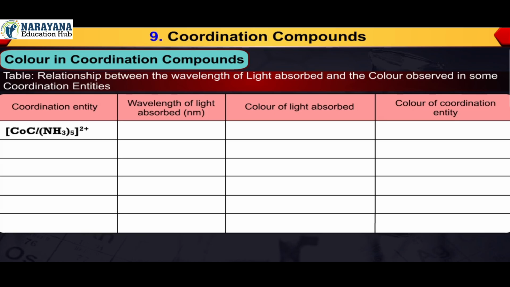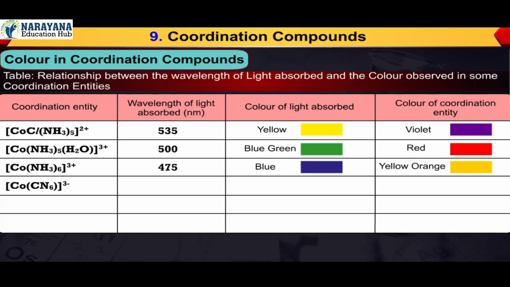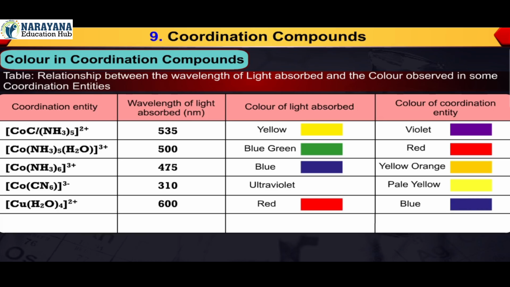[CoCl(NH3)5]2+, 535, yellow, violet. [Co(NH3)5(H2O)]3+, 500, blue-green, red. [Co(NH3)6]3+, 475, blue, yellow-orange. [Co(CN)6]3-, 310, ultraviolet, pale yellow. [Cu(H2O)4]2+, 600, red, blue. [Ti(H2O)6]3+, 498, blue-green, violet.